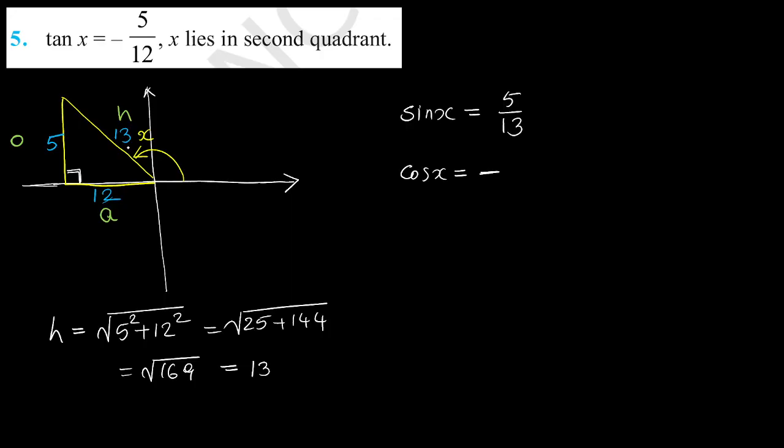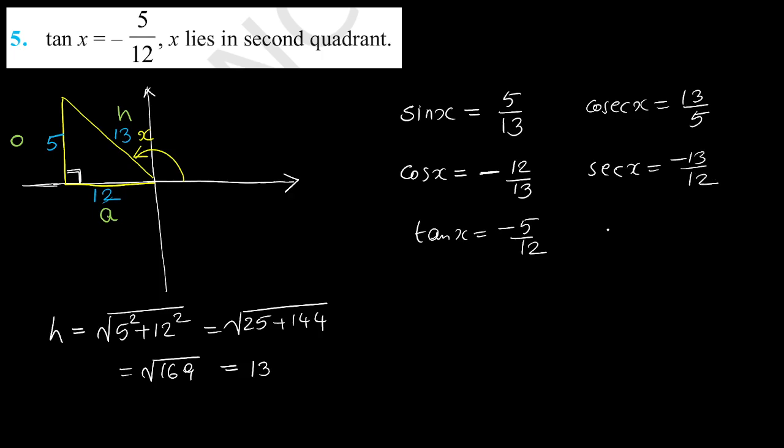Cos x is adjacent by hypotenuse. Tan x is already given. Simply copy that. The remaining are the reciprocals. Cosec x equal to 13 by 5. Sec x is equal to minus 13 by 12. And cot x equal to minus 12 by 5. So the method is clear. Don't forget to put the sign.